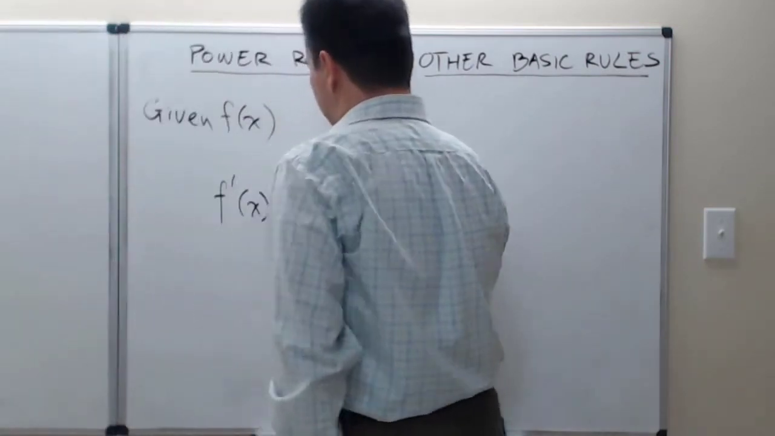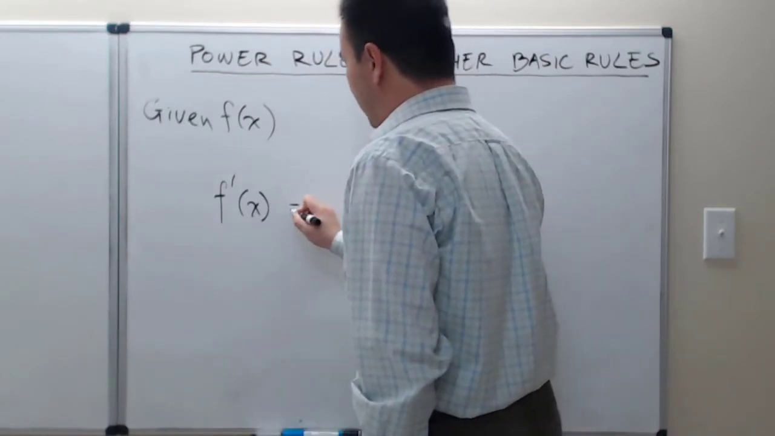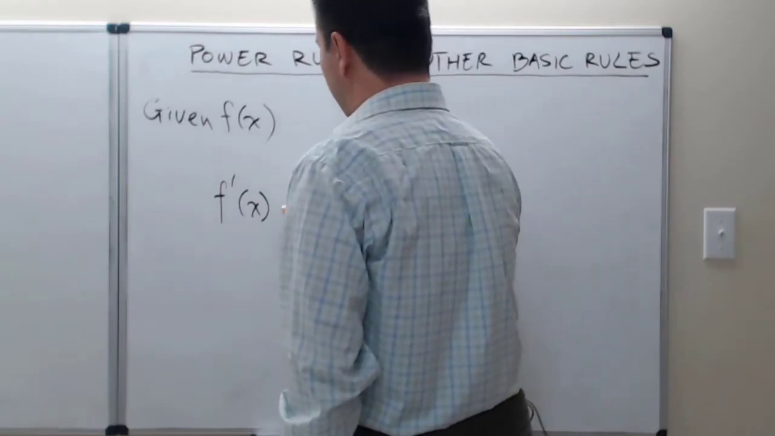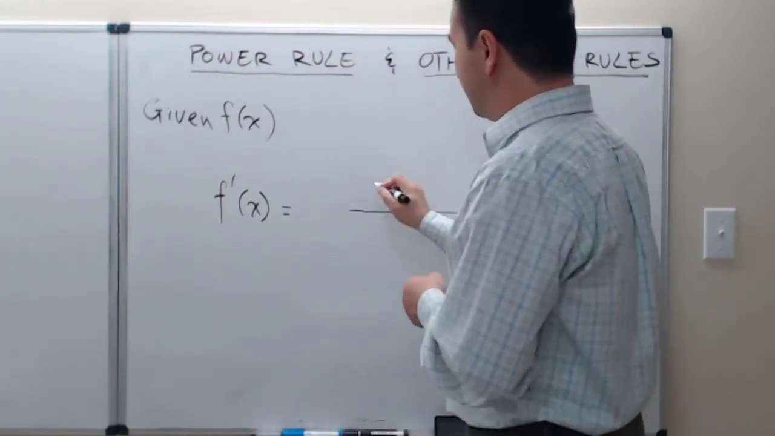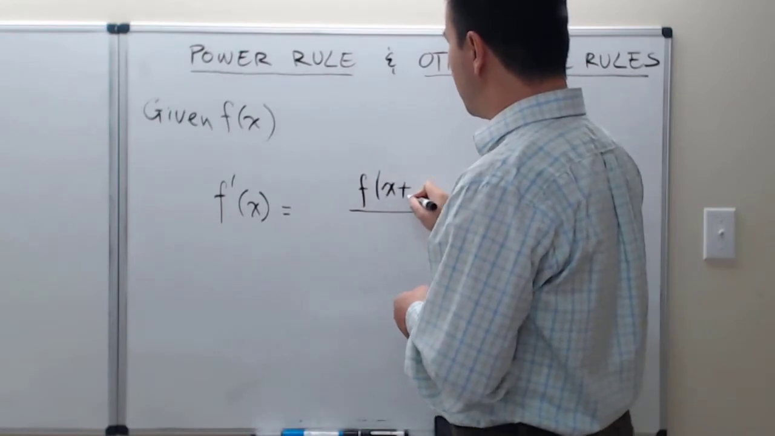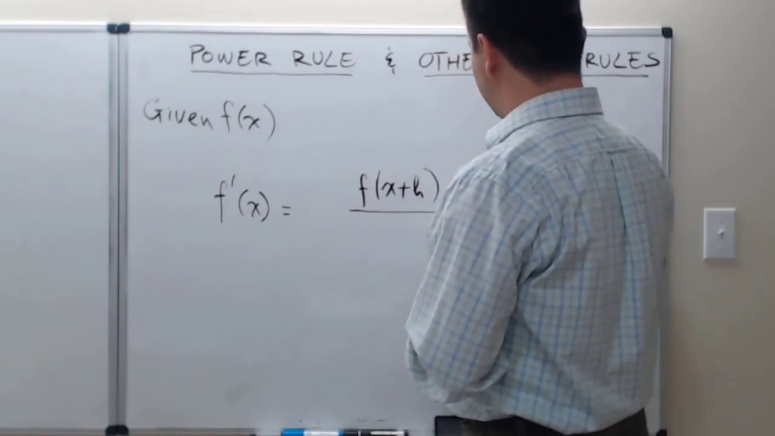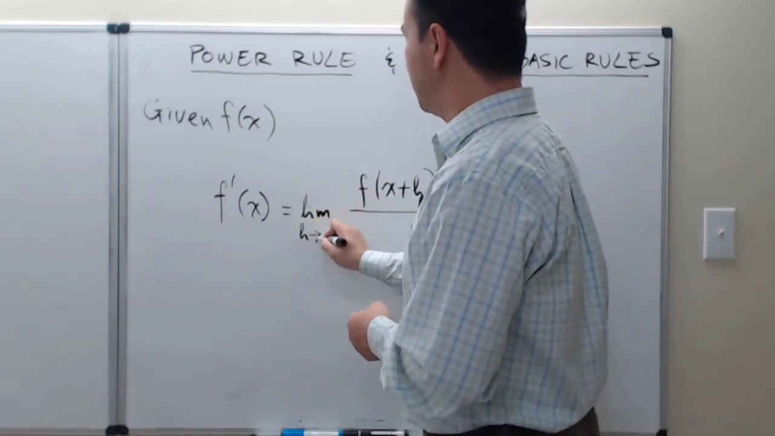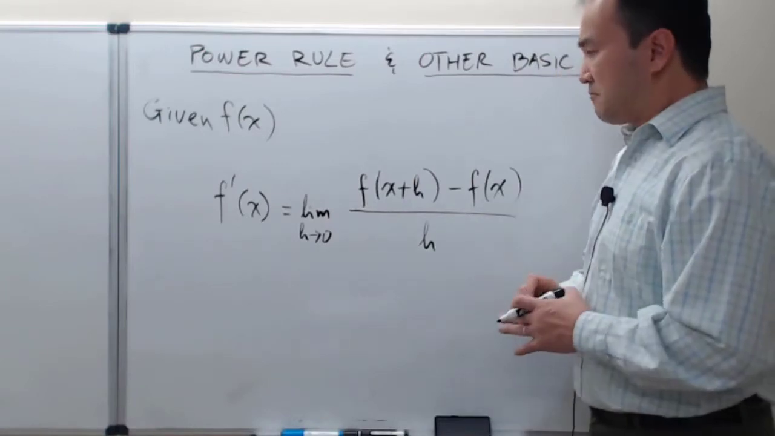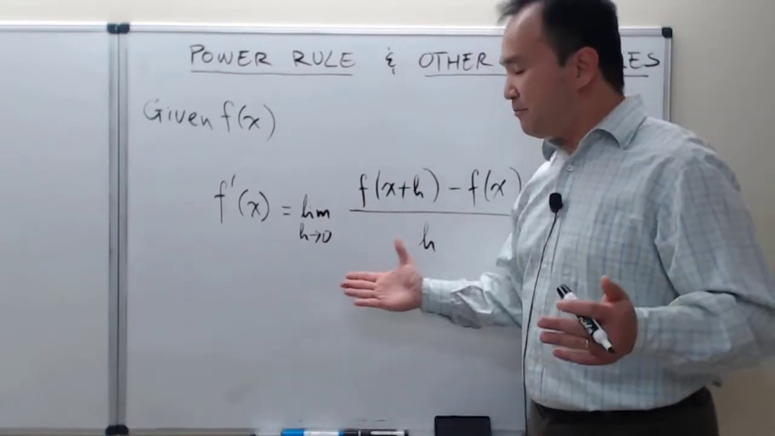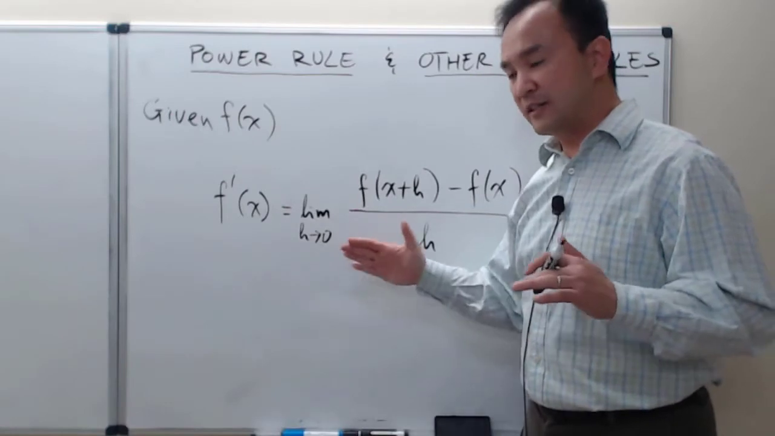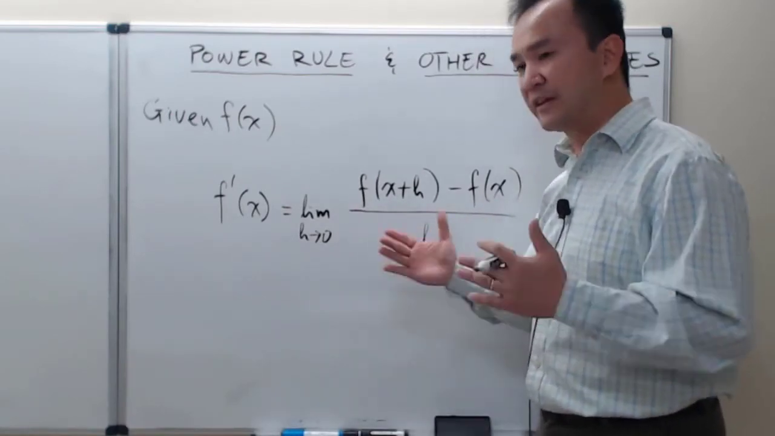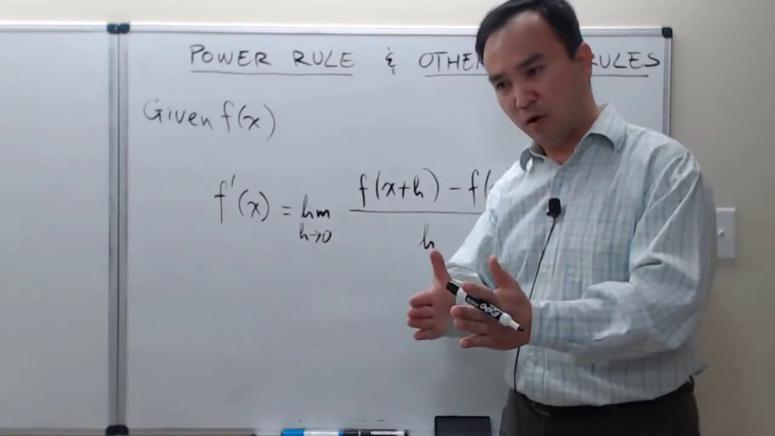We can find this general derivative of f of x by taking the limit of the difference quotient, f of x plus h minus f of x, divided by h, as h goes to 0. A few more times I'm going to keep re-emphasizing this, because this is the foundation of all derivative formulas that we're about to learn from this moment on.